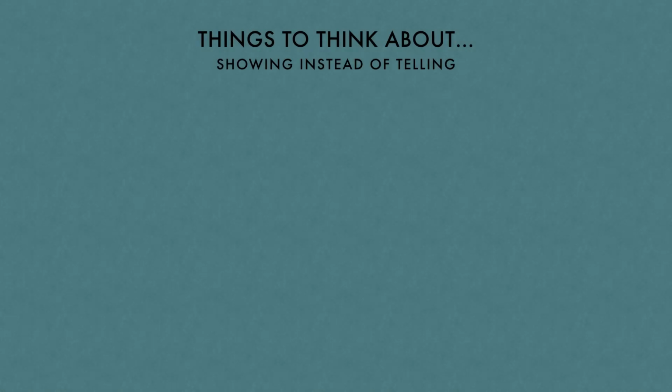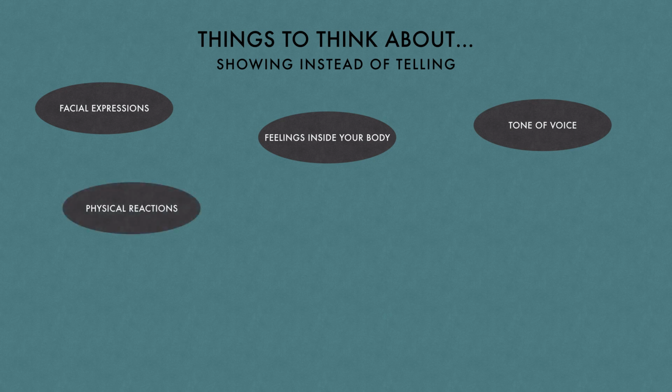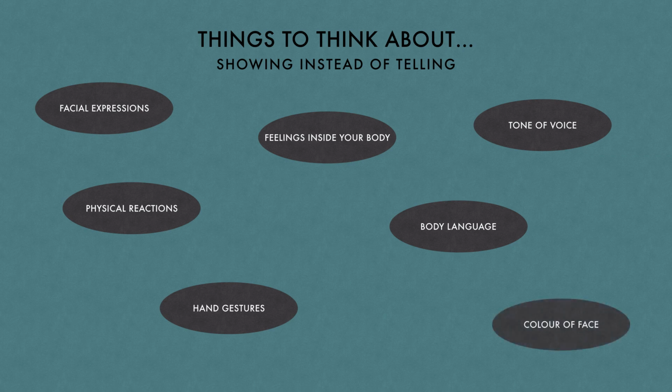So things to think about then when you're showing instead of telling. You want to think about facial expressions, the feelings inside your body, maybe the tone of voice, physical reactions, body language, hand gestures, colour of face. Remember, you can also show, don't tell, when you're describing someone else. So you can talk about their tone of voice, the fact that they went almost purple because they were so angry. You could say that instead of just saying they were angry.